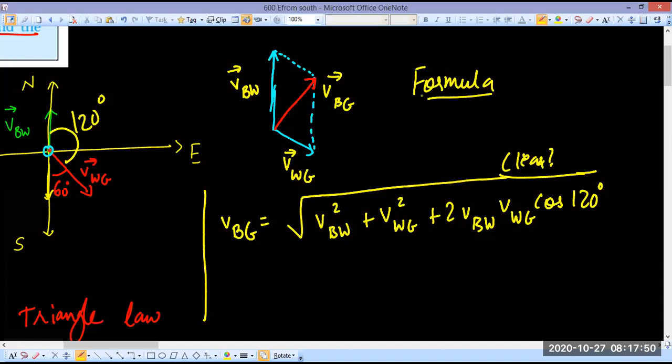But see, now in 11th and 12th things get tough. So for formula, first step, you should also understand the processes.